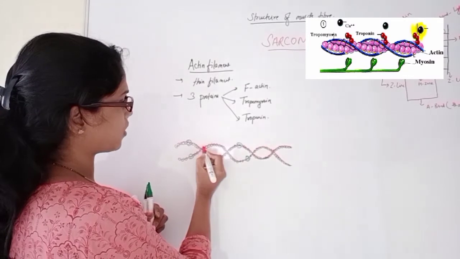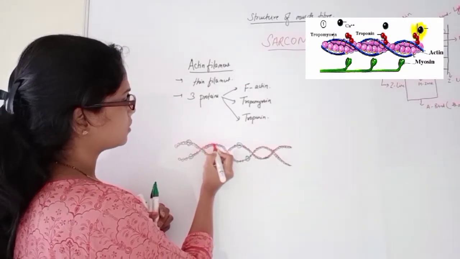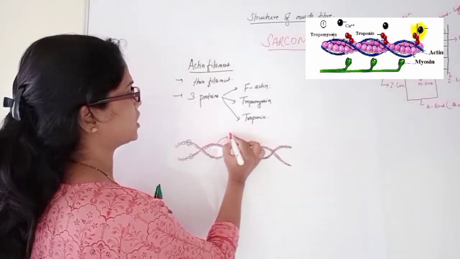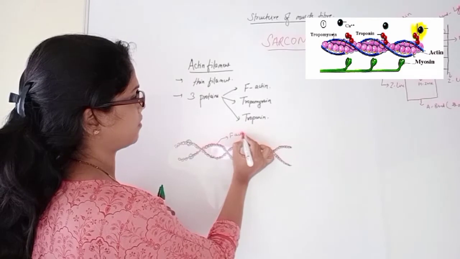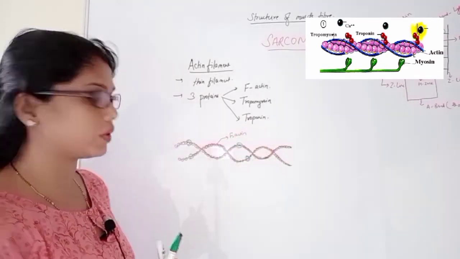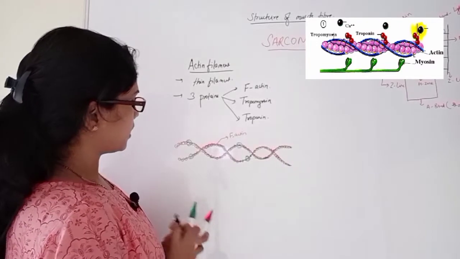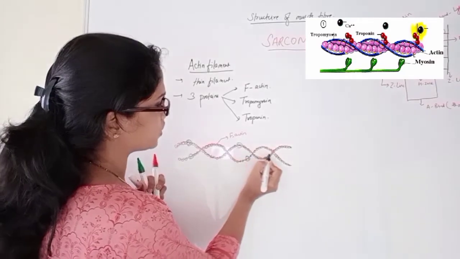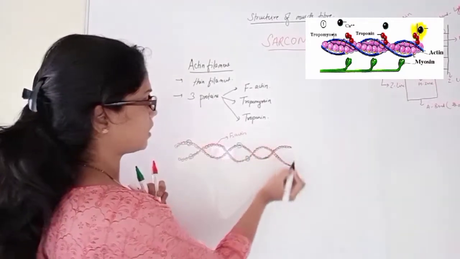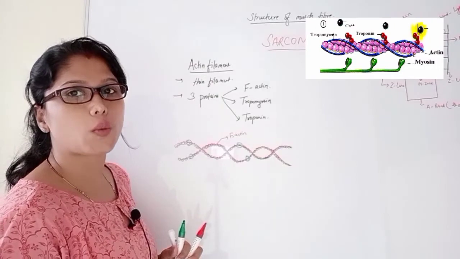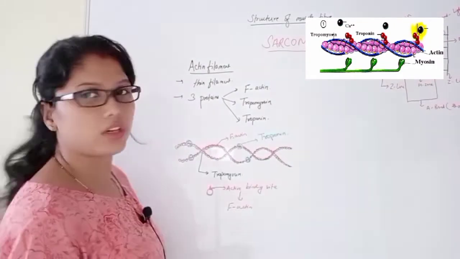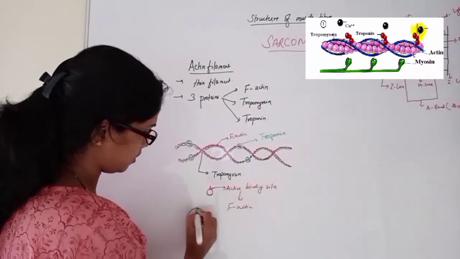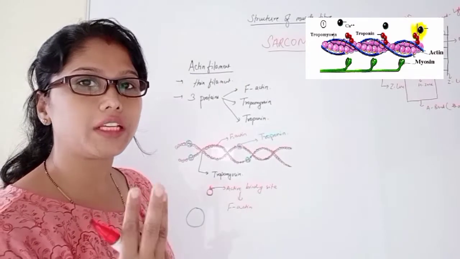Can you see the structure here? This round red structure here is mainly the F-actin protein molecule. Can you see this black thread-like structure going all through this helical structure? This is called tropomyosin. Now if you take this troponin here, it has mainly three subunits.